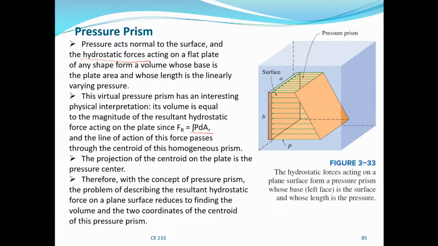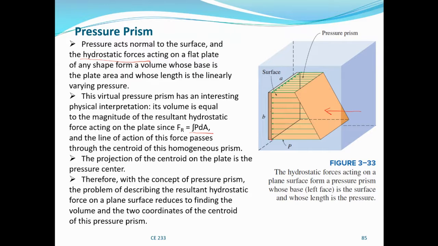Okay, and this gives the resultant hydrostatic force acting on surface AB, or on plane AB. And the line of action of this force passes through the centroid of this homogeneous prism. The centroid of the prism, not the centroid of the surface, Matthew. Because the centroid of the prism will be somewhere here.